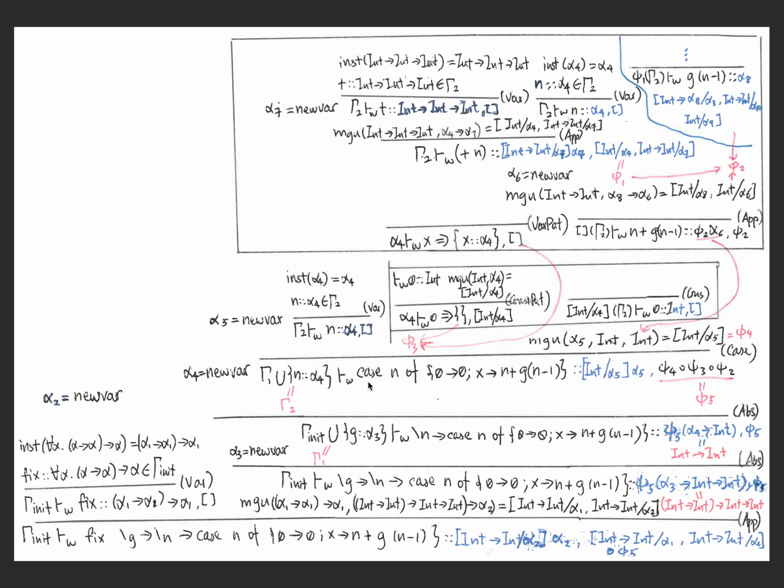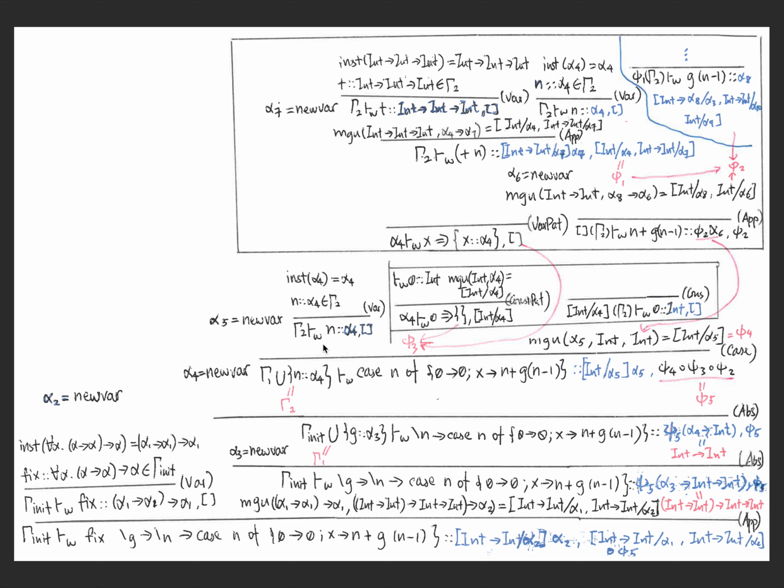And then we look at this one, and because this is a case expression, we're going to apply the case rule. For the case rule, we have to first create another unification variable called alpha5, which serves as the output type of the entire case expression. Hopefully some MGU would unify it to some ground type.